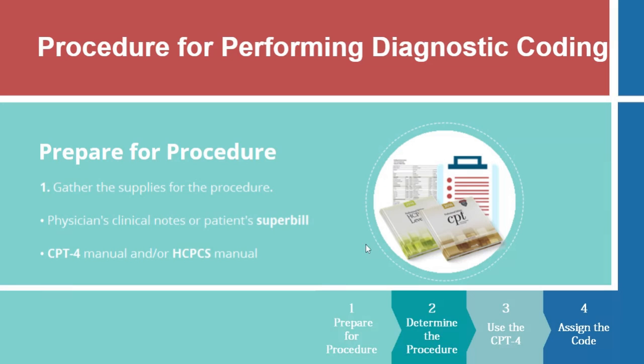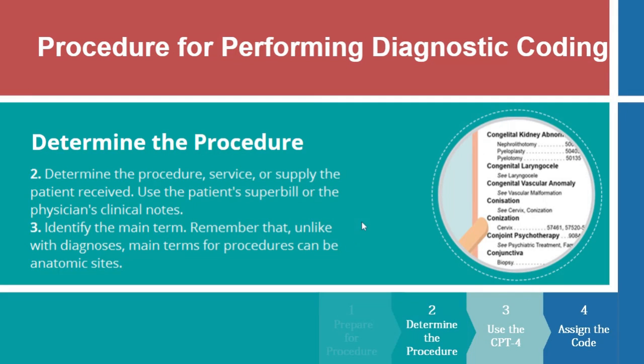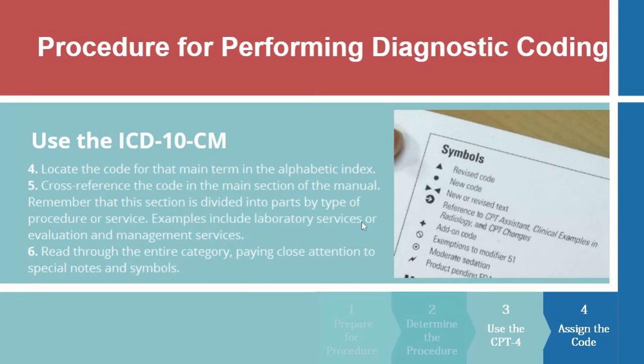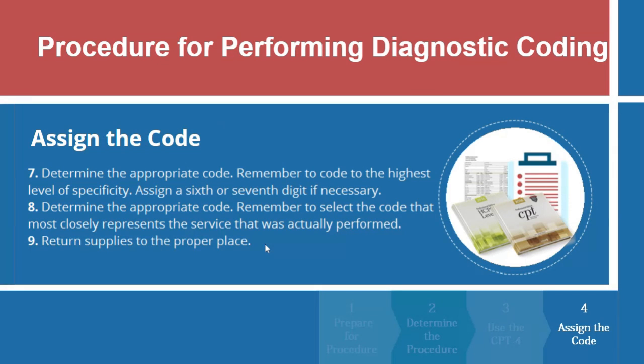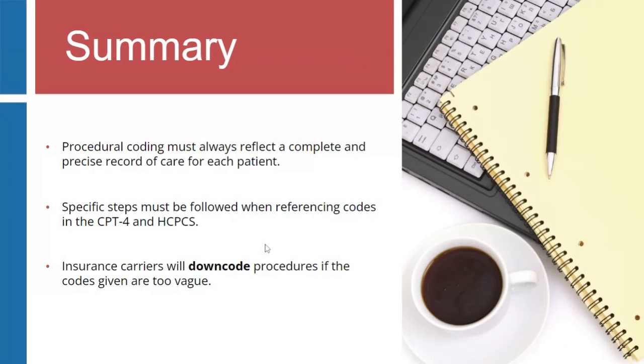But anyway, prepare the procedure, gather your supplies, the notes, superbill, whatever you need, the manuals. Determine the procedure, use the ICD-10. You've got to get your diagnosis codes, right? And then assign the code. Then you're going to fill out the claim form and send it to an insurance company and hopefully get paid, right?